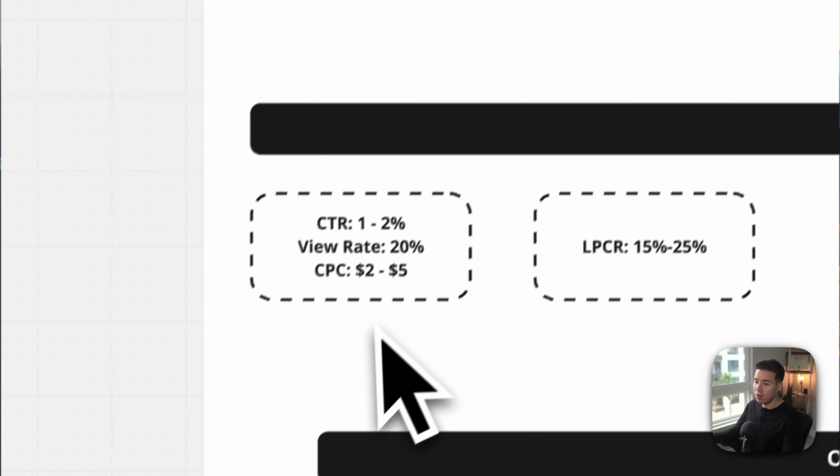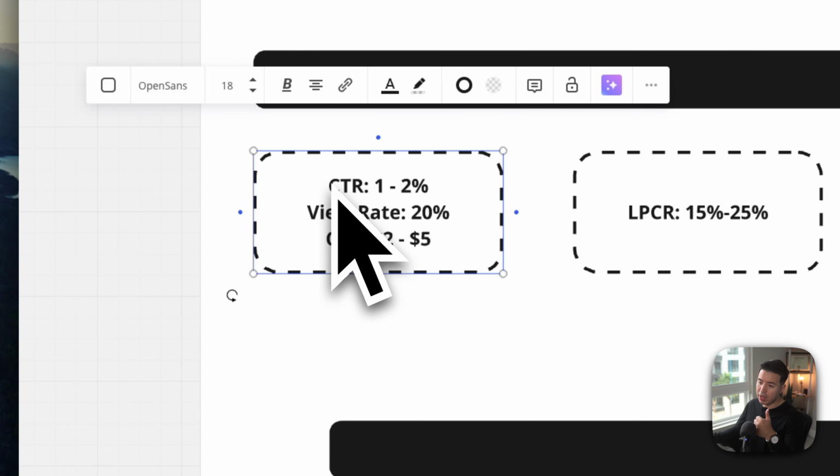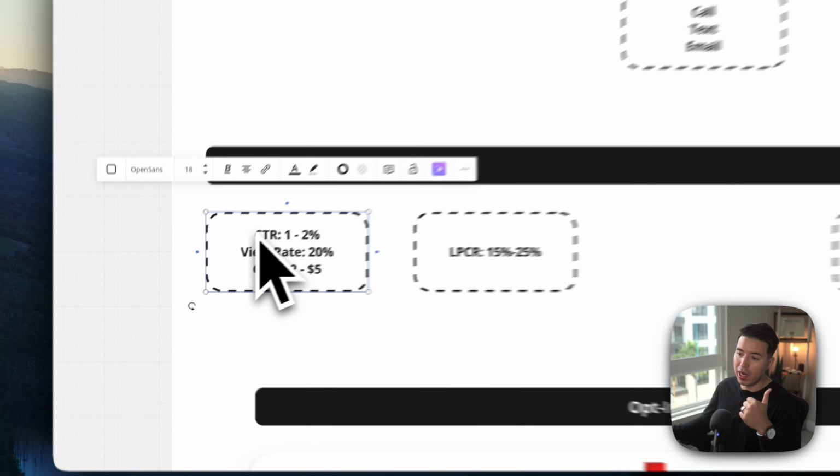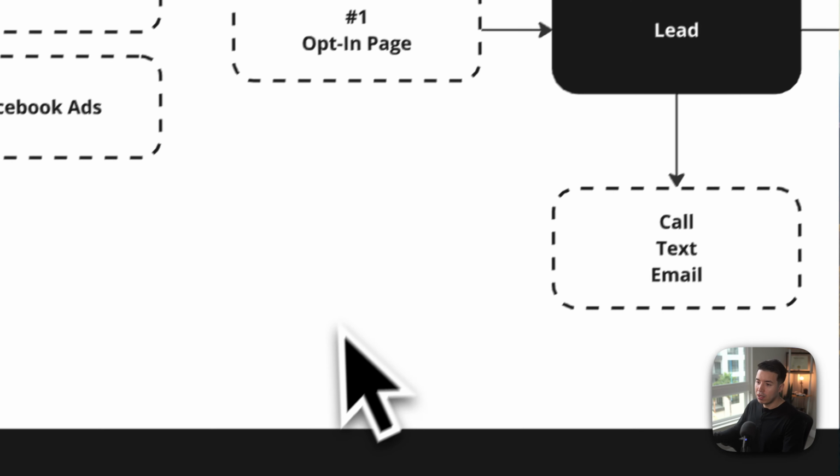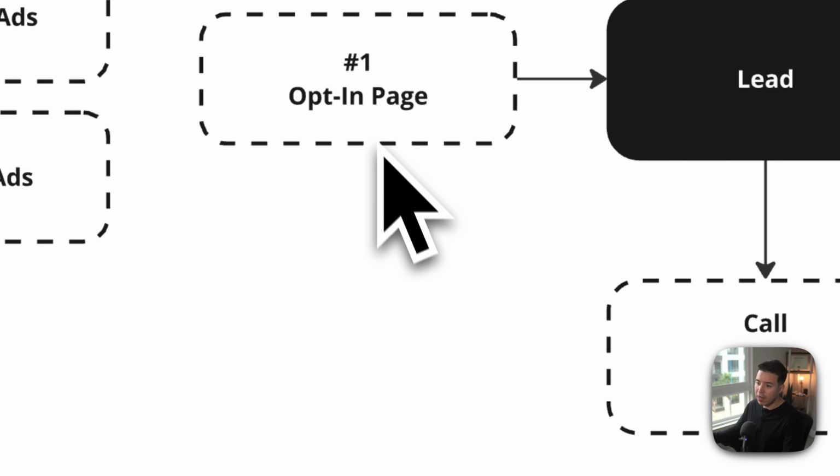And for that, what we want to look at is a click-through rate of 1 to 2%, making sure people are actually engaging with the ads. View rate of 20%, making sure 20% of them are actually viewing through it. And cost per click is around $2 to $5 for the ads. So those are our key metrics for traffic.